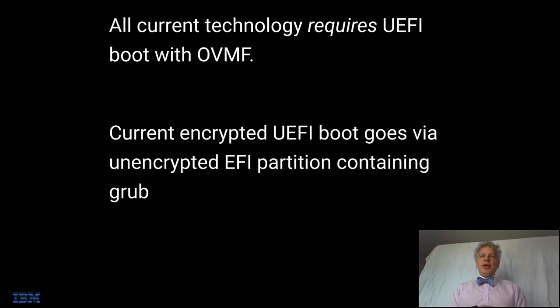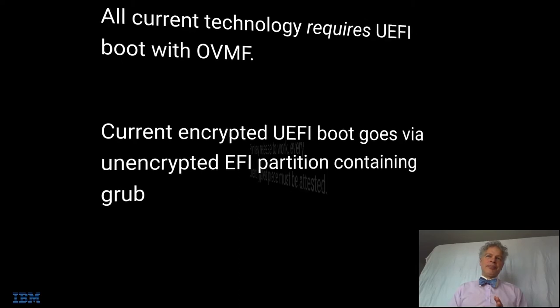Current encrypted UEFI boot on a physical system would go via an unencrypted EFI partition, which is where you would actually store grub, and then grub would receive a password that you type in, which you would then use to decrypt the encrypted partition. So this dual unencrypted and encrypted piece is what you use to bring it up. The reason you can trust grub on a physical system is usually because it's verified by secure boot, or at least I hope it is, but this technology is not available to us in a virtual machine system, so we have to think of some other way of protecting that grub.